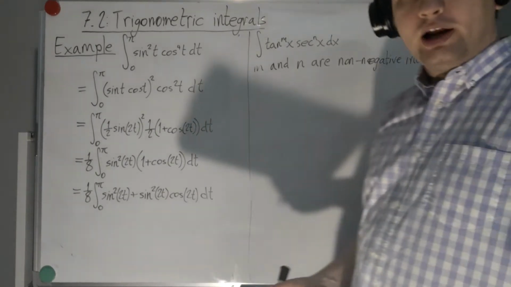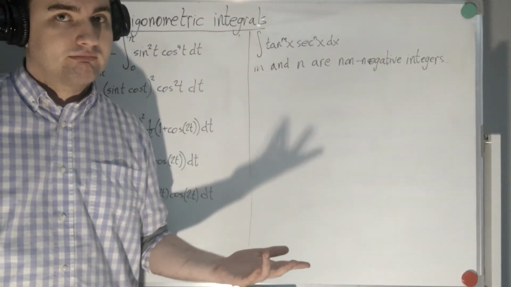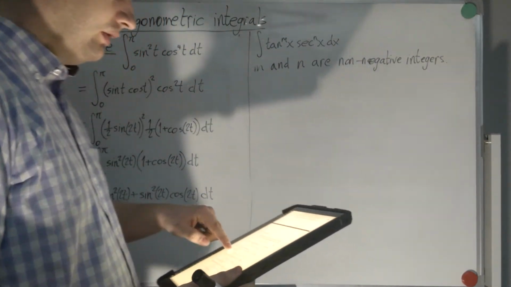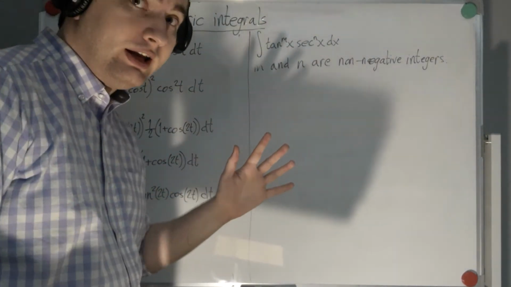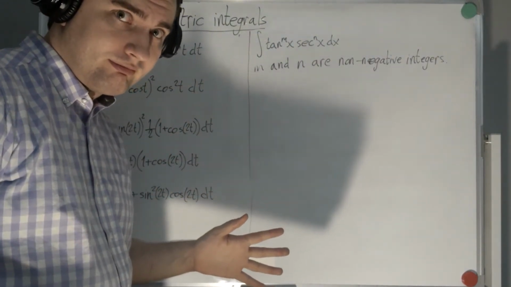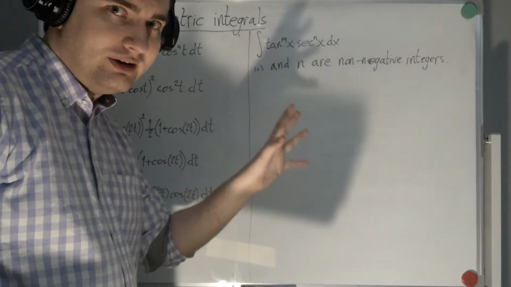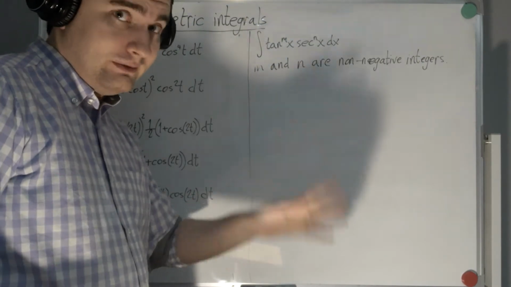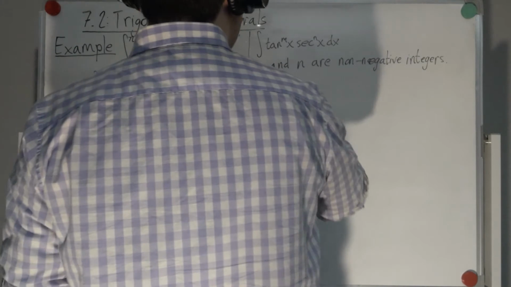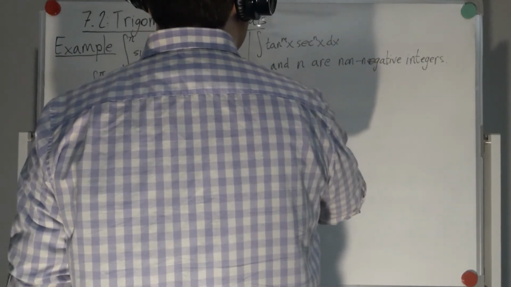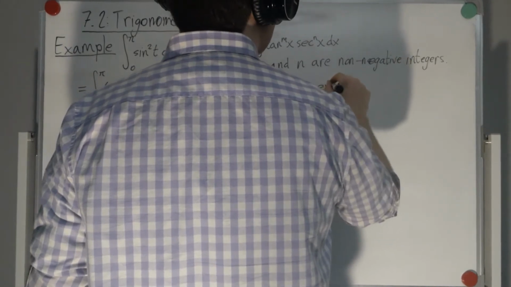Once again, this is going to depend on which of these are even and which are odd. So our case 1 is going to be that n is even. In the previous example, case 1 was that n was odd. Here, case 1 is that n is even. This one is going to be the easier one to deal with. So case 1, n is even.